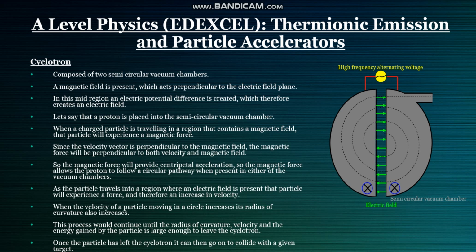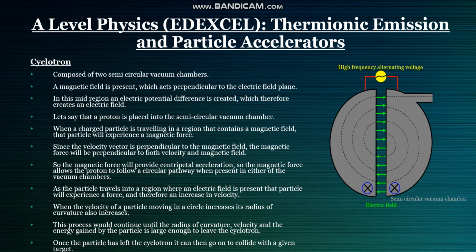Now, when the velocity of a particle moving in a circle increases, its radius of curvature also increases, and this process would continue until the radius of curvature, velocity, and also the energy gained by the particle is large enough to leave the cyclotron. And once the particle has left the cyclotron, it can then go on to collide with a given target.